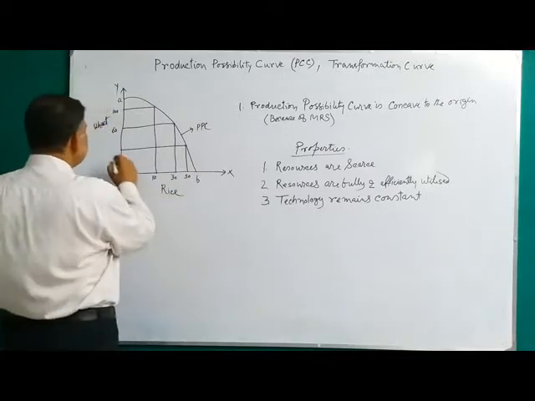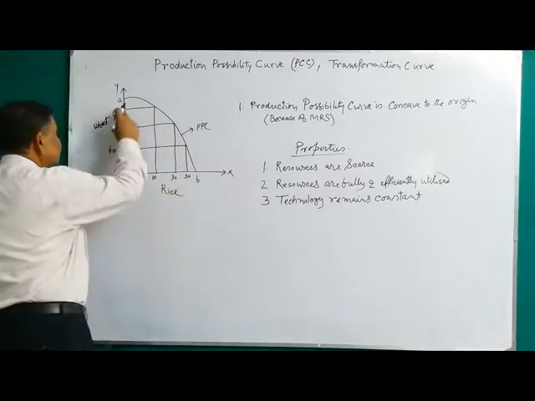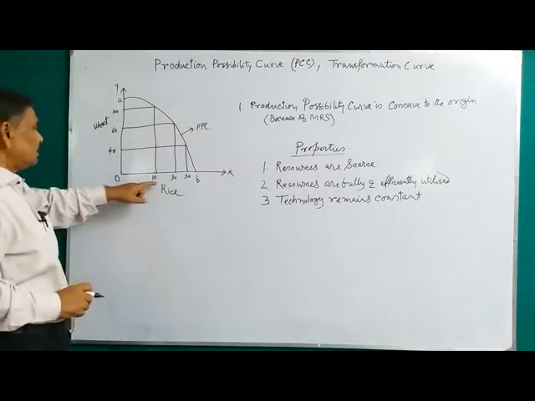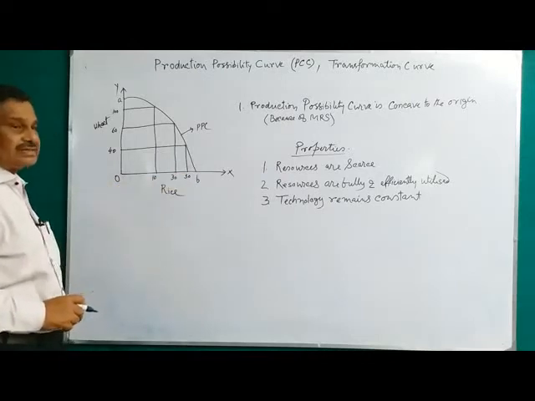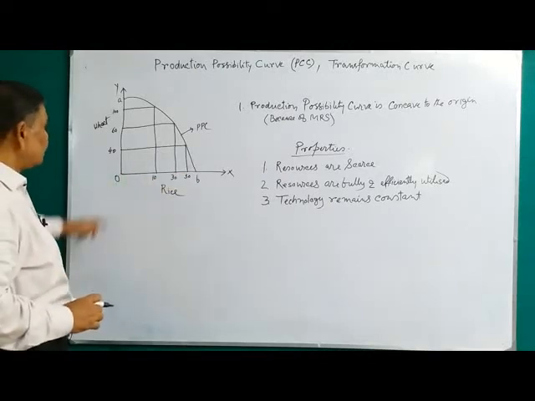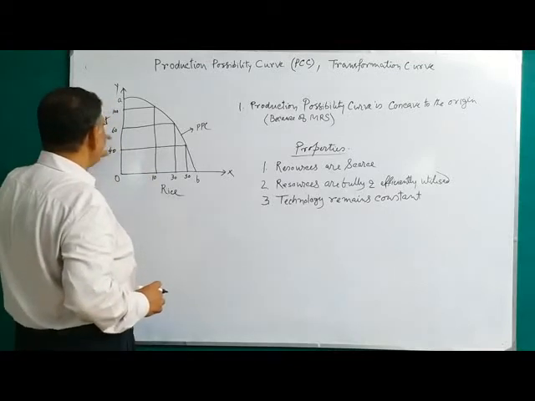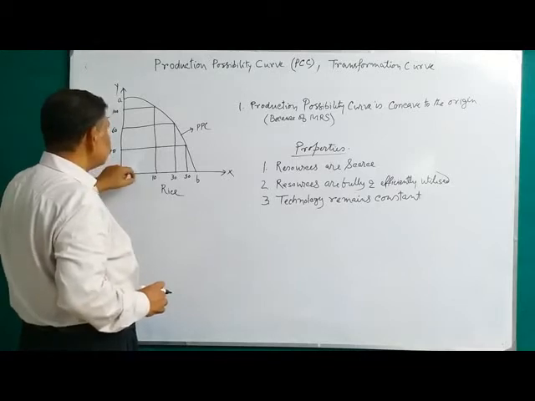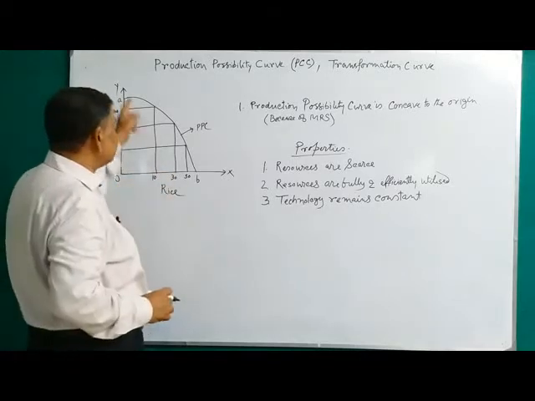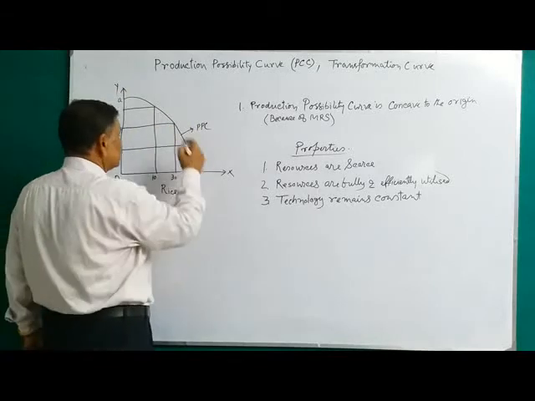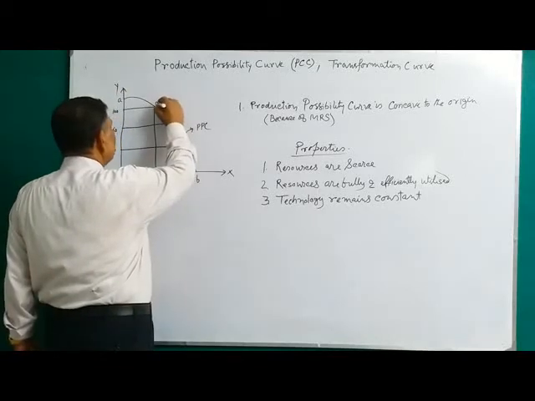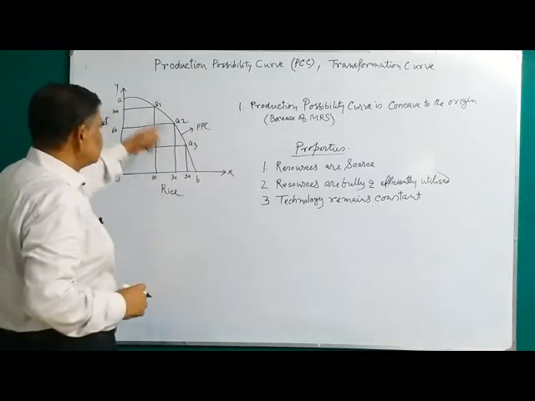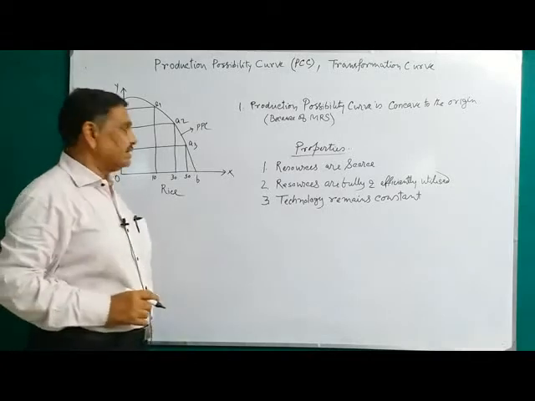As you decrease the consumption or production of wheat, you are increasing the production or purchasing of rice. Therefore, with the decline of the production of one commodity, it will inspire the production of the other commodity. Thus, we get this PPC line. Suppose A, A1, A2, A3 are the points. So this is the production possibility curve.